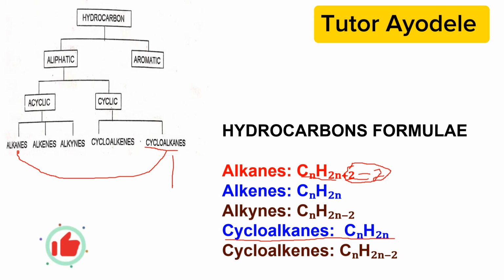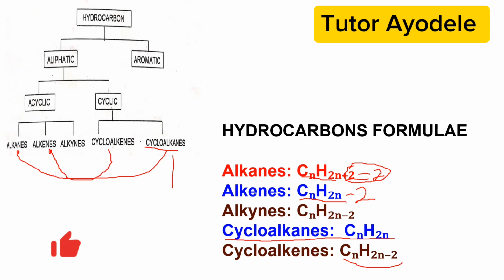What about to get for cycloalkenes? Just come to alkenes and subtract 2 from the formula of alkenes. This is the formula for alkenes, right? So when you subtract 2, it will just be minus 2. You can't remove 2 from 2n because of that n, that variable, so you just leave it like that.